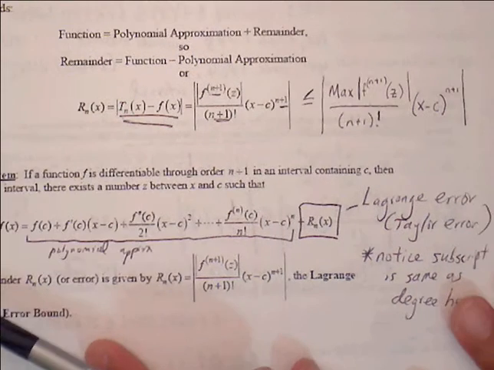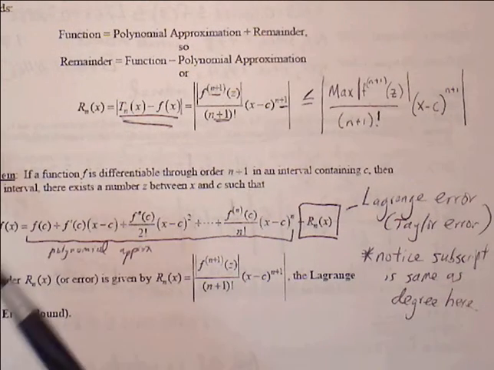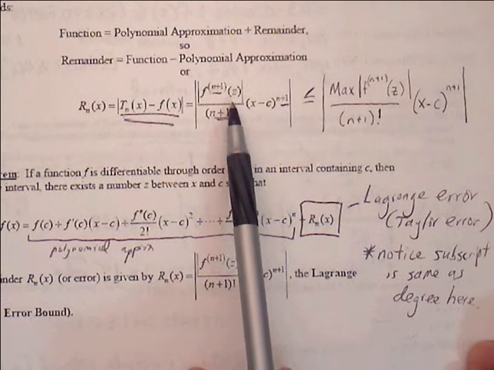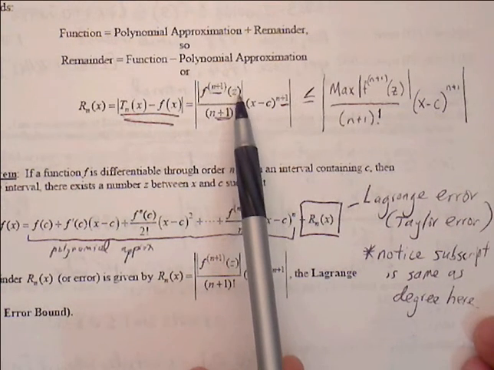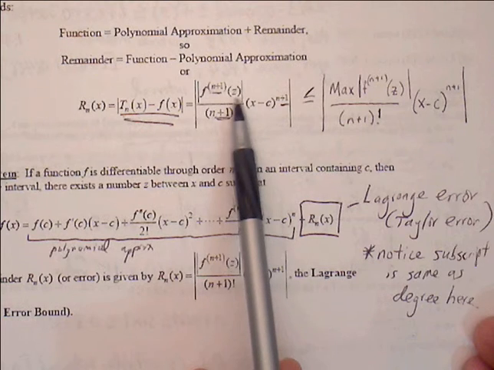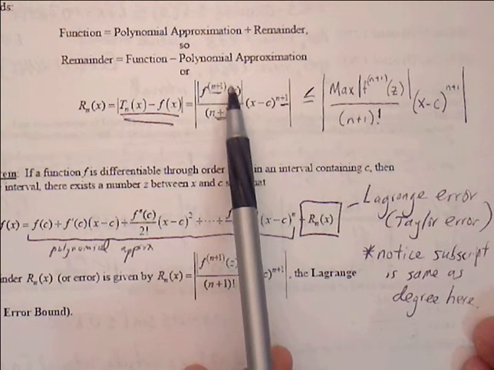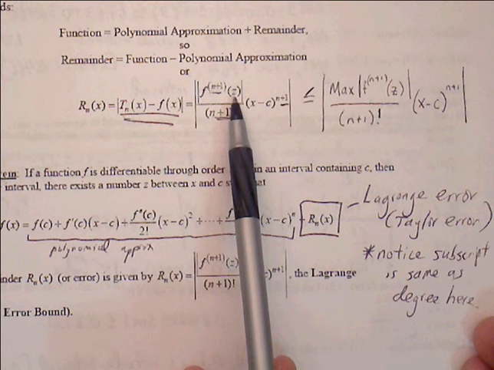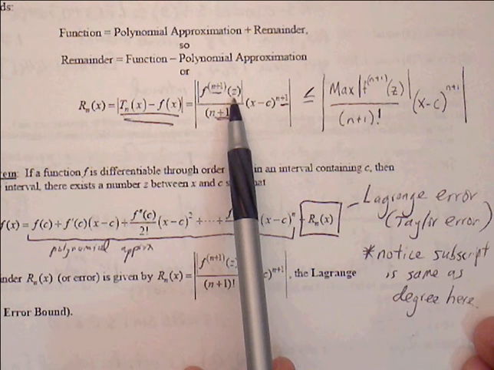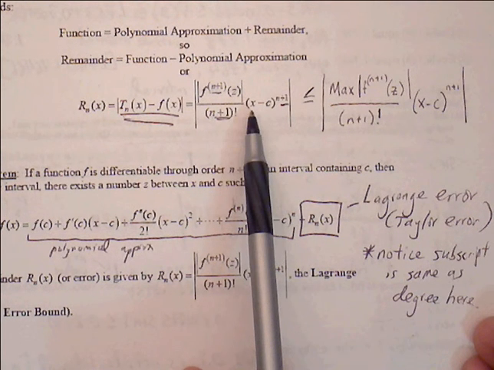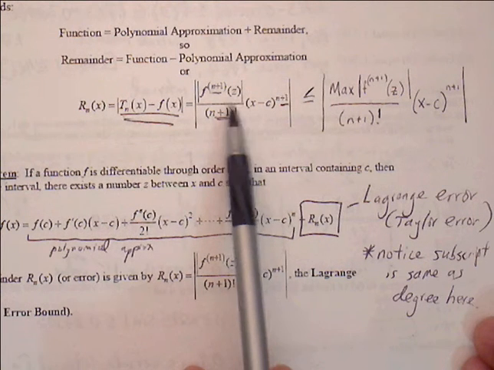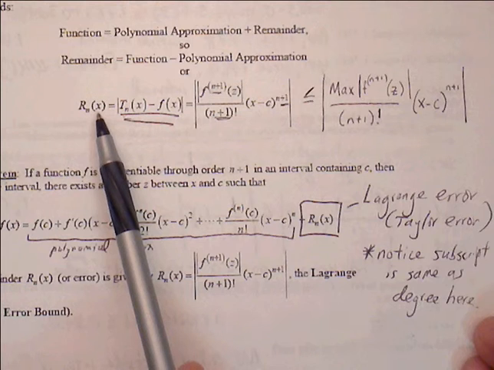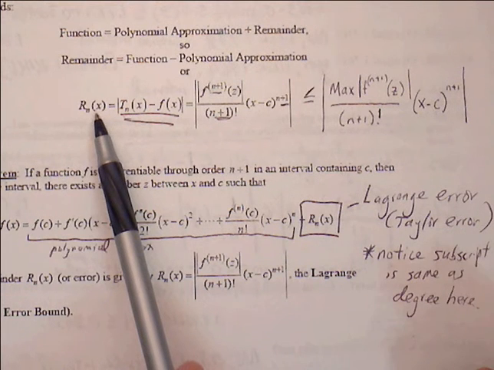Now the only thing that is different here is that we are not completely sure, or we are kind of in the dark as to what this z value is, right? However, we do know that this z value has to sit somewhere between x and c to produce the exact remainder that the polynomial approximation is off by.